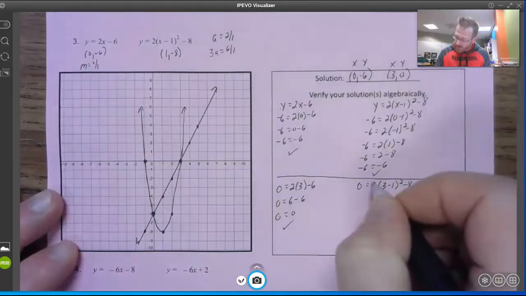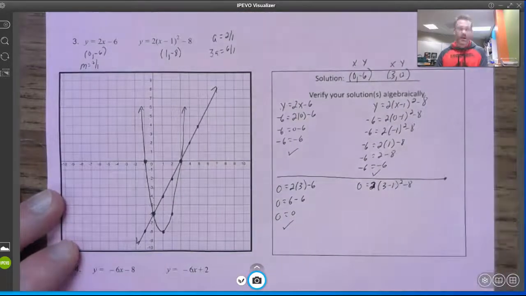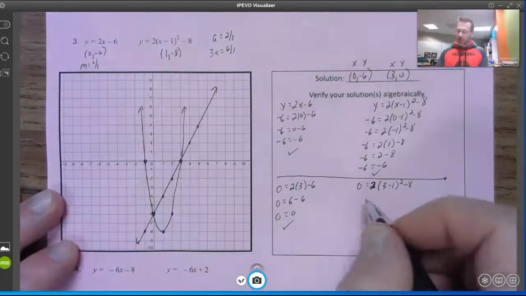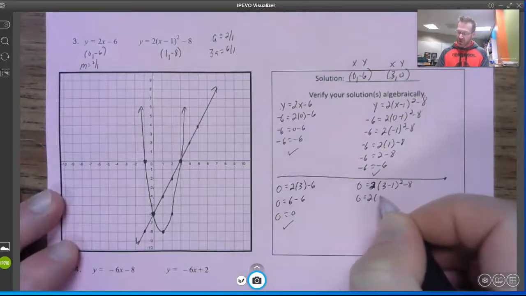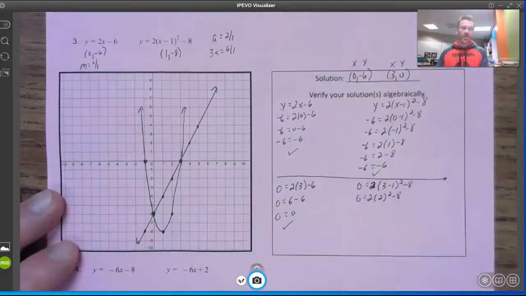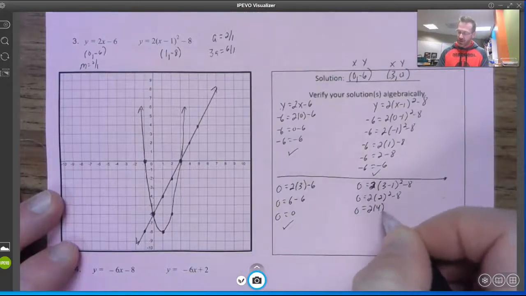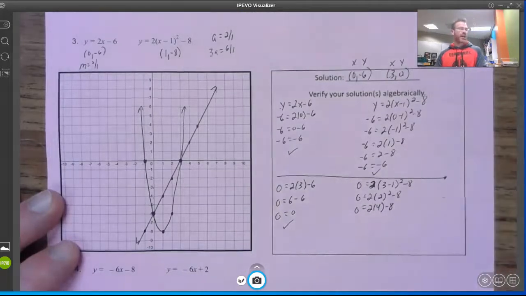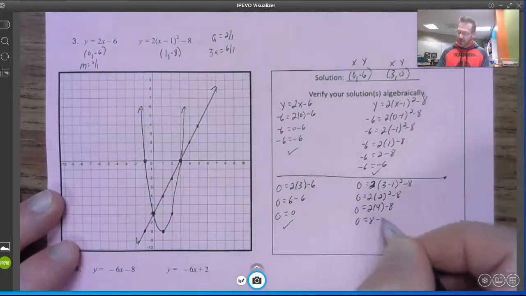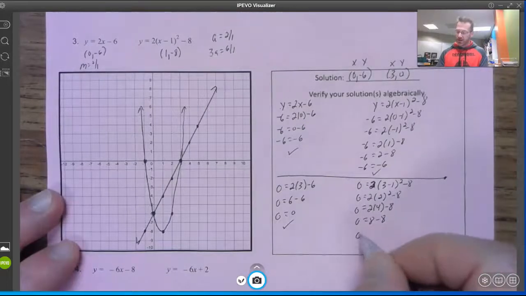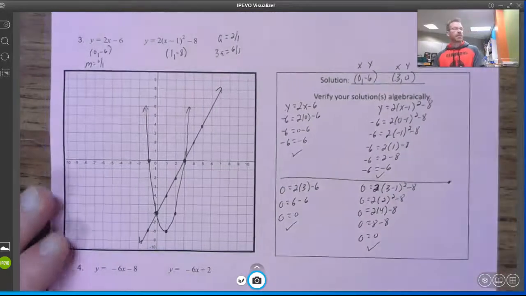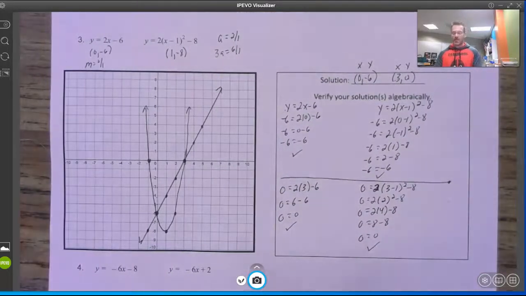Oh, I miswrote the problem here. That should be a 2 on the outside. So that's 2 on the outside. All right, so once again, starting in those grouping symbols, 3 minus 1 is 2. All right, 2 squared is 2 times 2, so 2 times 2 is 4. All right, 2 times 4 is 8. And 8 minus 8 is 0. All right, so it's all good. So that means my graph was good. I have the right points of intersection, so all is well.